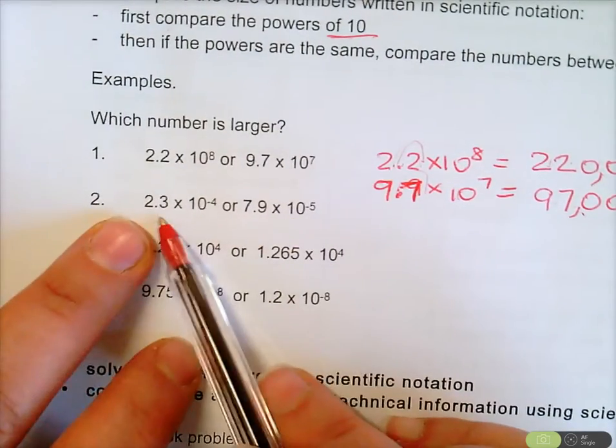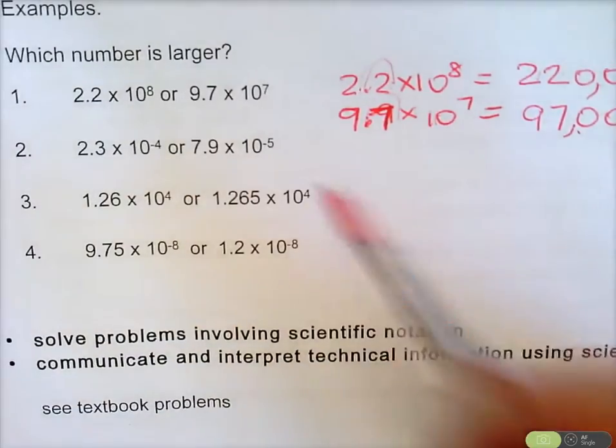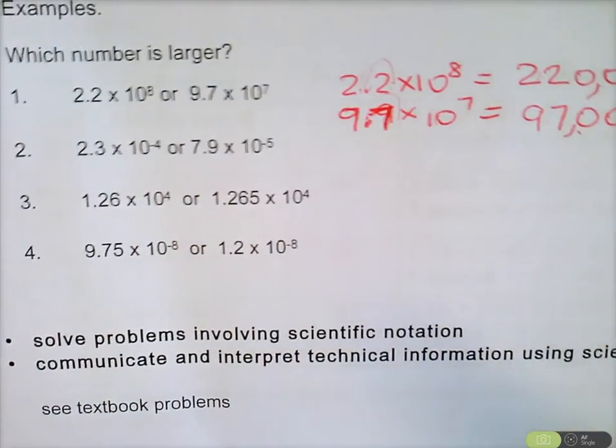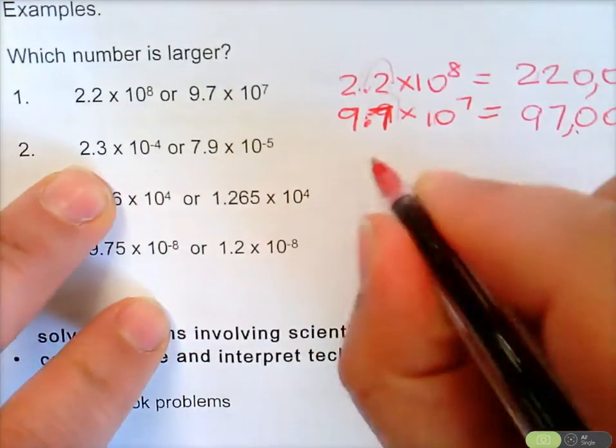So look at these two. 2.3 times 10 to the negative 4 or 7.9 times 10 to the negative 5. They're negative powers. The negative powers have got more zeros in front of them. So let's write this one out. 10 to the negative 4.